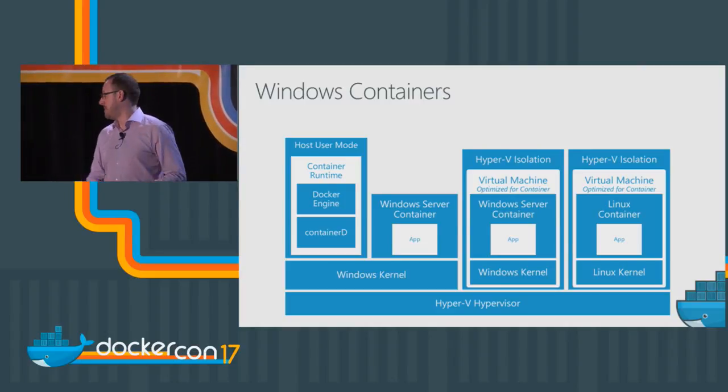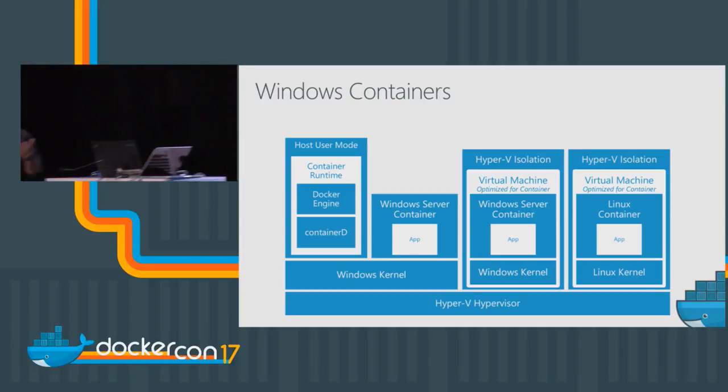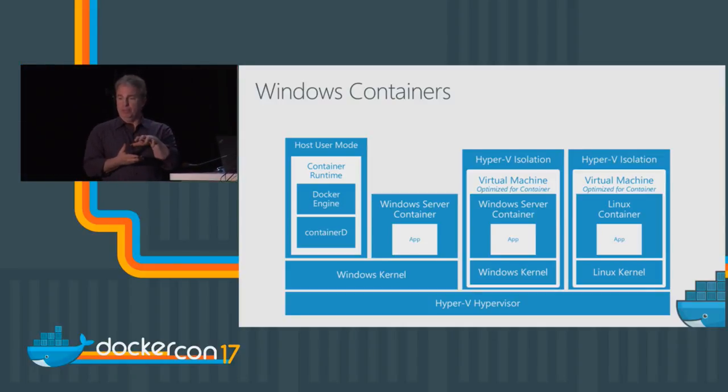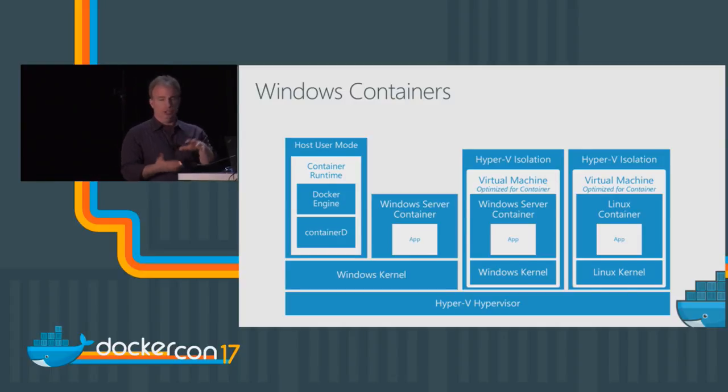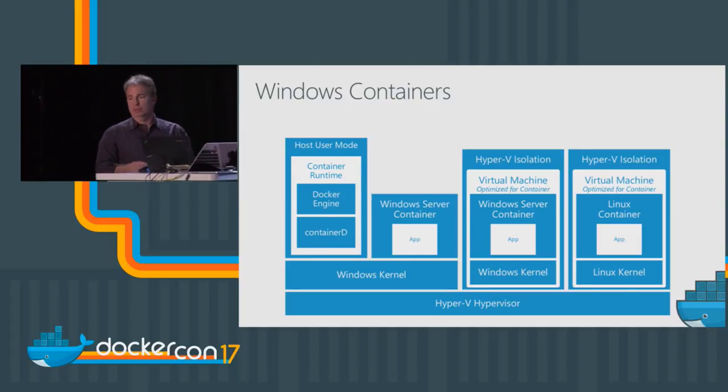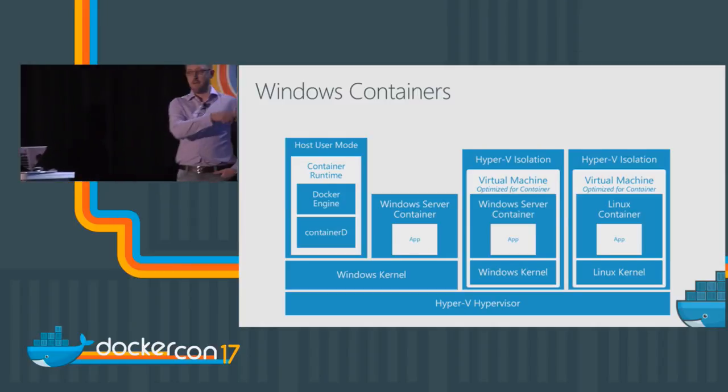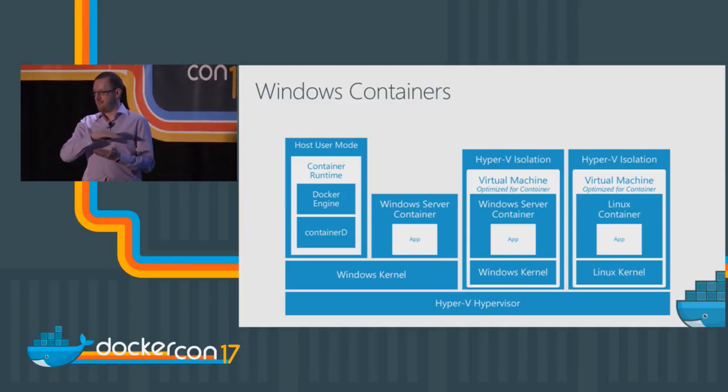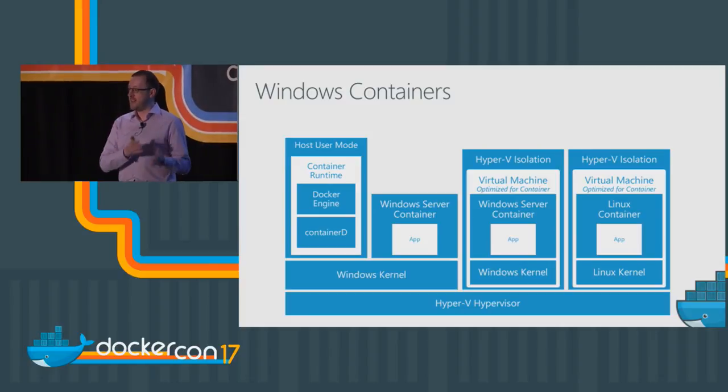One of the things that makes containers so optimized is that they're able to share with the host, right? So there is that common shim to be on each one. That's part of the reason we use Hyper-V isolation. It gives us a common playing field so that we can make them run side by side.